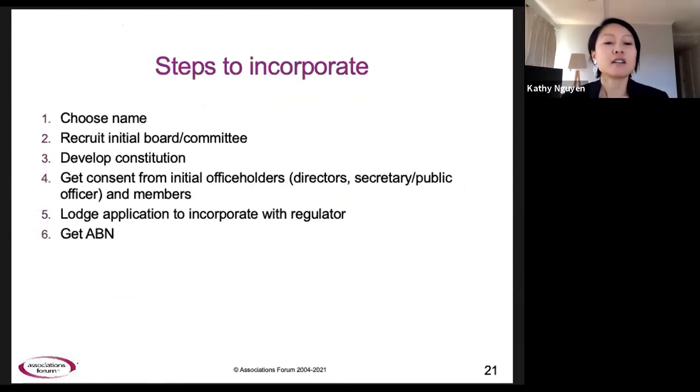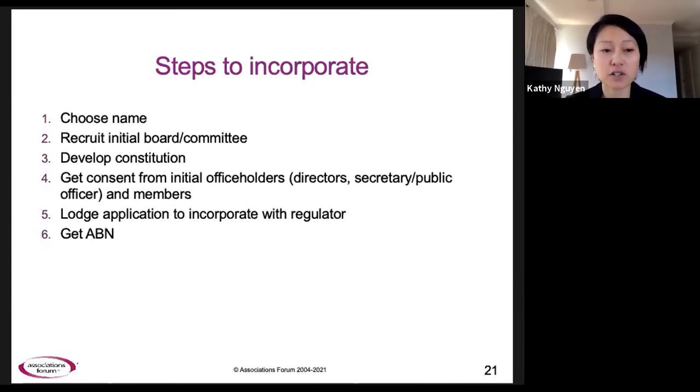Okay, so steps to incorporate. Again, depending on the jurisdiction, the order might be slightly different, or there might be some additional steps. But generally, the process is this. You choose a name for the organisation. You go in the ASIC database to check if the name is available. You recruit an initial board or committee to get it going, develop the constitution, get consent from the initial people involved, so directors, public officer and members, lodge application to incorporate with the relevant regulator, and then get an ABN, Australian business number.